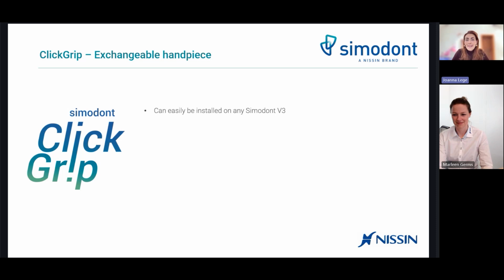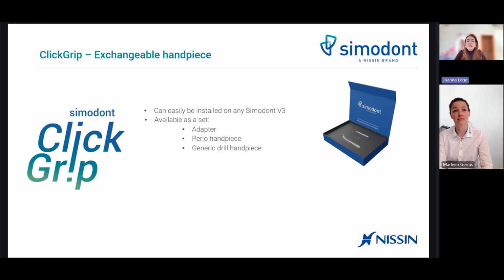The ClickGrip can easily be installed on any Simodont V3 and is available as a set. It comes with an adapter, with a new perio handpiece, and with a generic drill handpiece in that blue box for easy storage. You can now simply change between the handpieces with just 2 clicks.